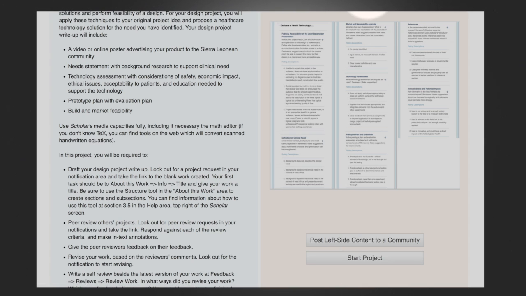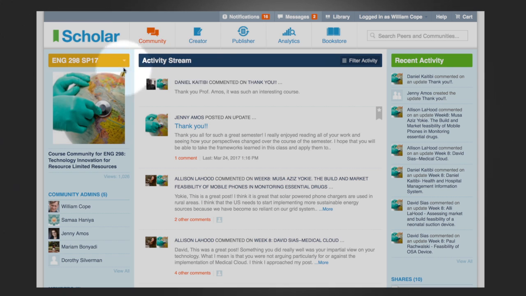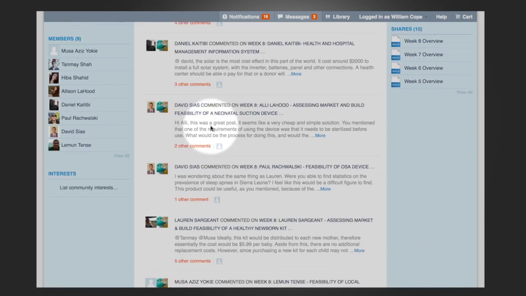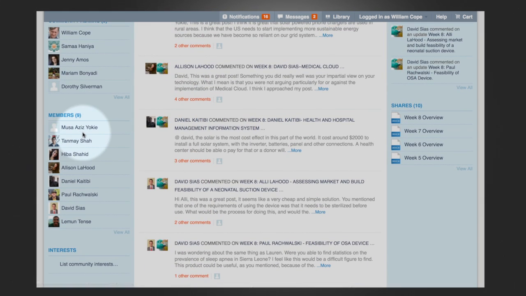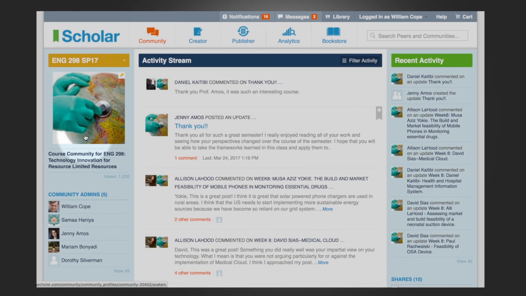Now, just to show you how this translates into practice, this is her Engineering 298 class. She's done this learning module a number of times. Of course, she can keep modifying it, but each time she uses it, she's reusing a curriculum resource that she's already built. So this is the activity stream of all the things that are happening in this community. Interestingly, some of these students, it's only a small class, are here on the campus, and several of the students are actually in Sierra Leone in West Africa doing the course as if they were here on the campus.